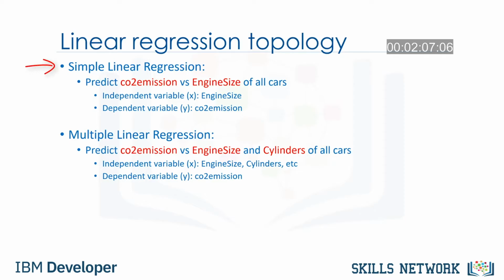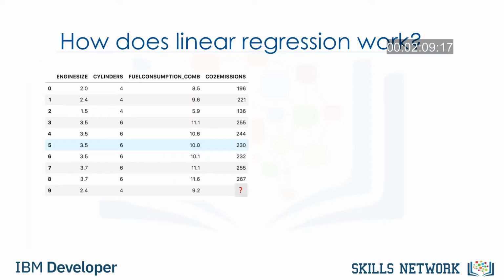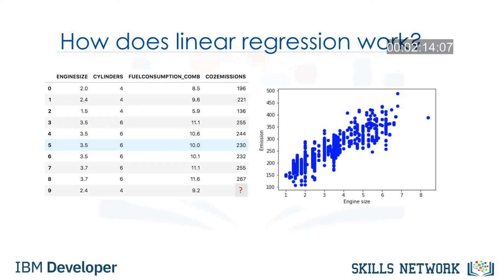Now, let's see how linear regression works. Okay, so let's look at our data set again. To understand linear regression, we can plot our variables here. We show engine size as an independent variable and emission as the target value that we would like to predict. A scatter plot clearly shows the relation between variables where changes in one variable explain or possibly cause changes in the other variable. Also, it indicates that these variables are linearly related.